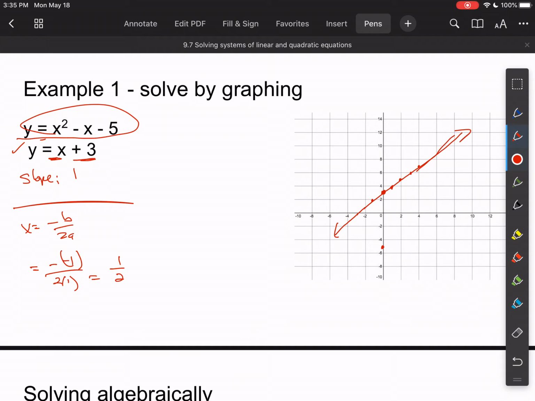So at 1/2, I have symmetry. So 1/2 is somewhere in here. And then if I plug a half back in, I'll know exactly where my vertex is. So 1/2 squared is 1/4 minus 1/2 minus 5. So 1/4 minus 1/2 is -1/4, minus 5 is -5 1/4. So I'm right in there somewhere. Okay, and I know that point there.